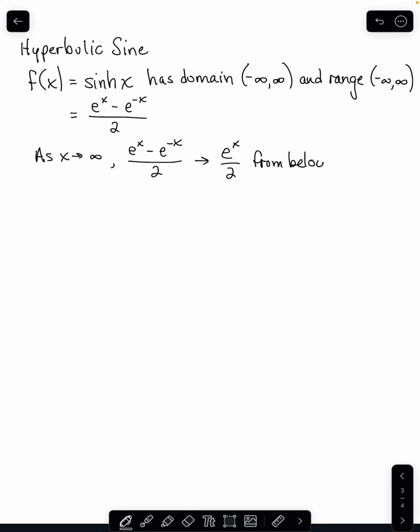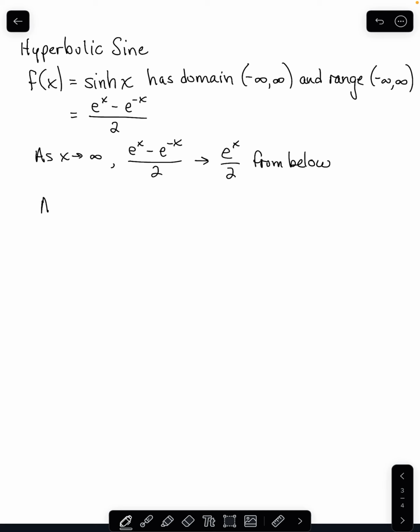That's a distinction we hadn't made previously, but it is definitely necessary here. Because it is subtraction, we are subtracting a very tiny amount that gets tinier and tinier, but we're always subtracting. So we will always be just a little bit below the graph of e to the x over 2.